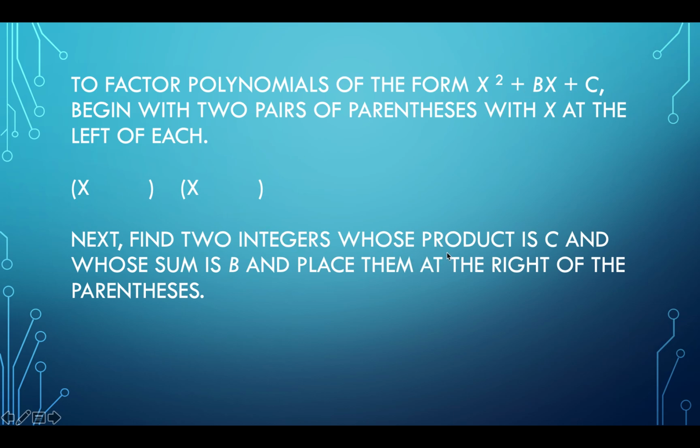Next, we're going to find two integers whose product is c and whose sum is b and place them at the right of the parenthesis. That's what we're doing when I say find two numbers that multiply to c but add up to b.